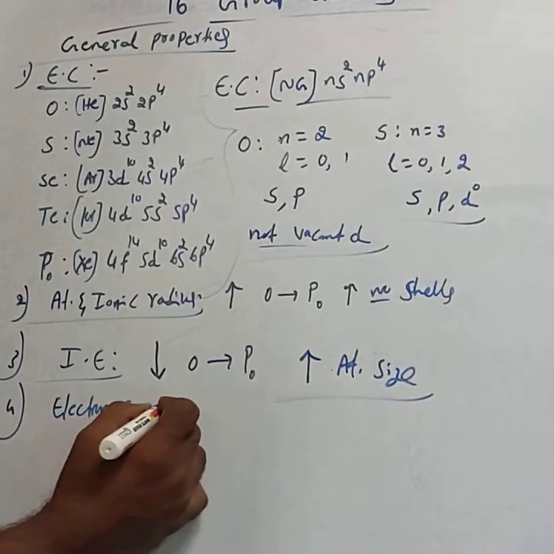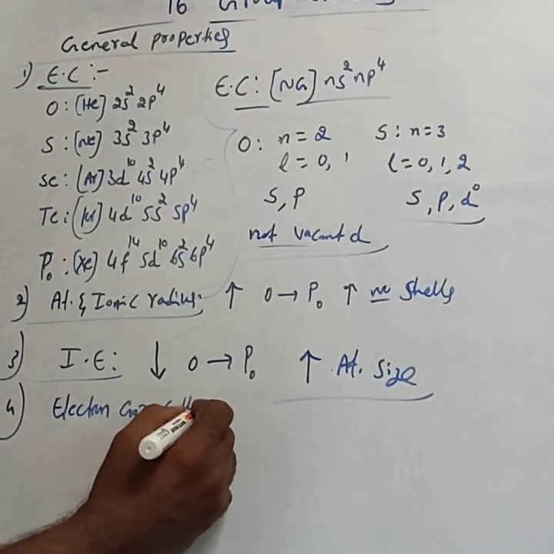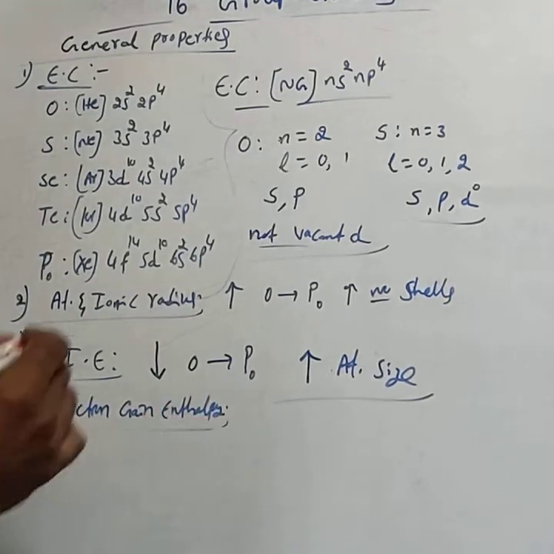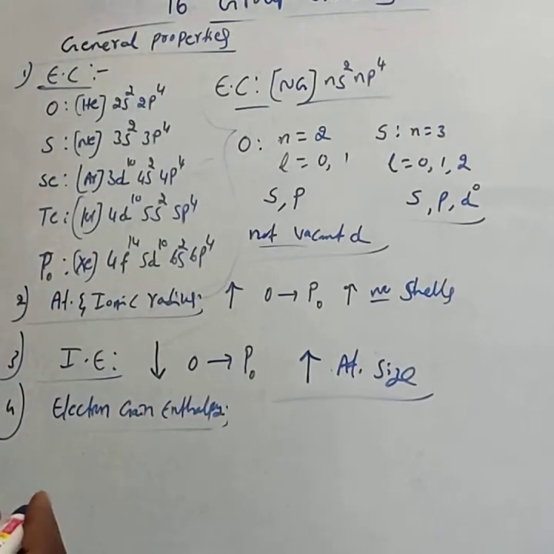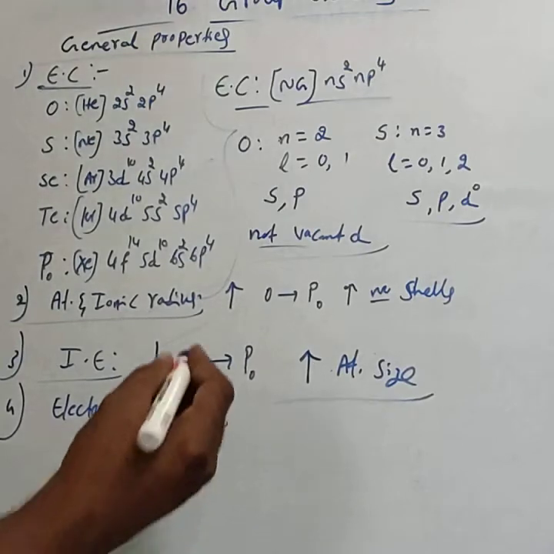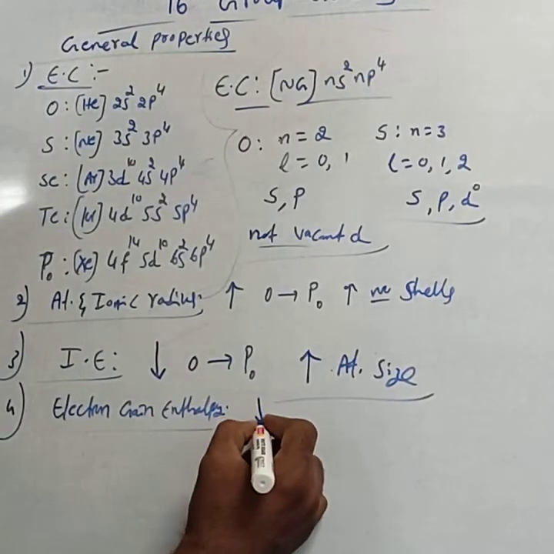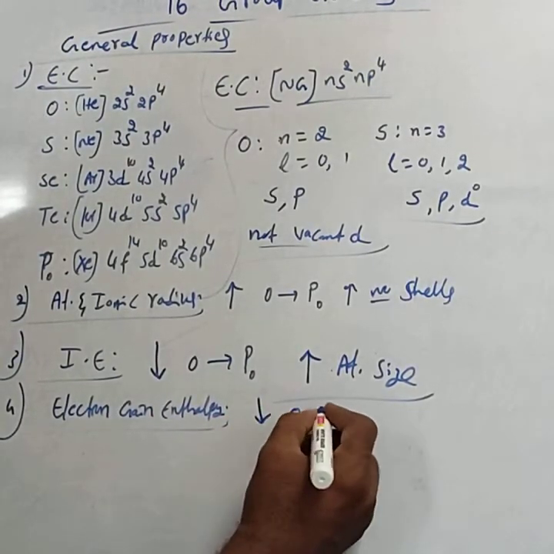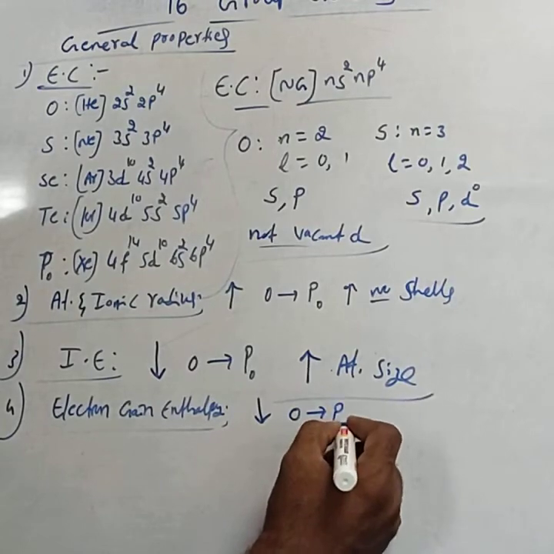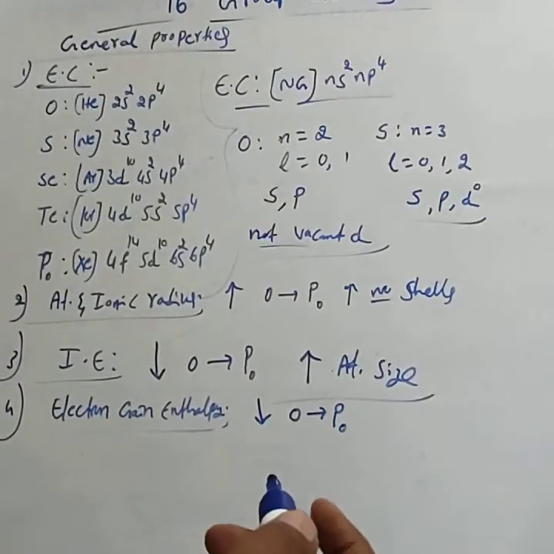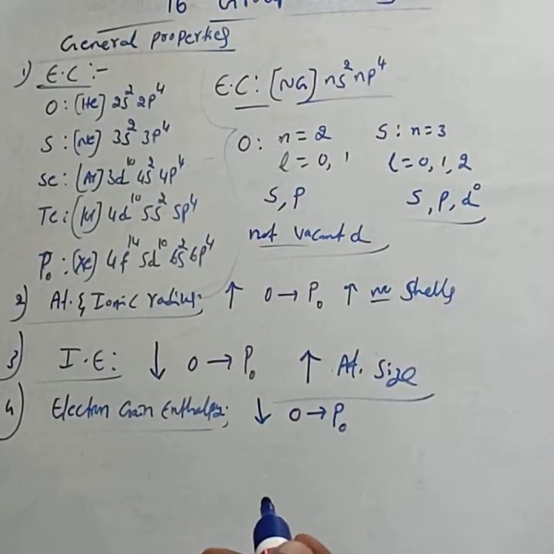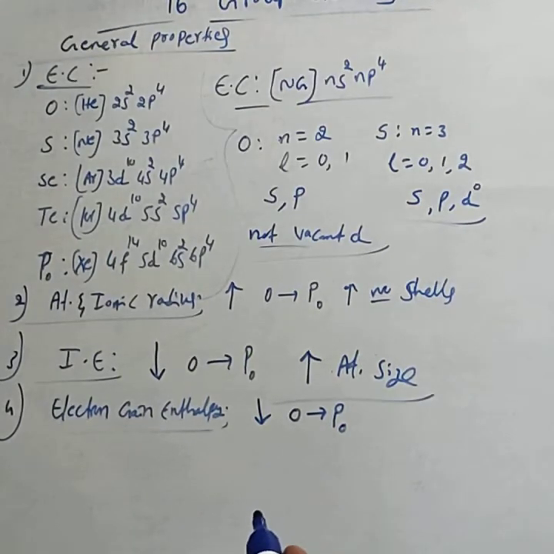Electron gain enthalpy. Again, electron gain enthalpy decreases from oxygen to polonium. From oxygen to polonium, electron gain enthalpy decreases.